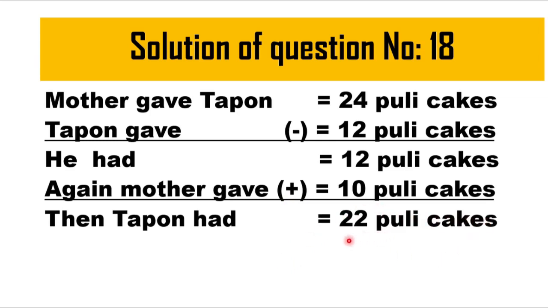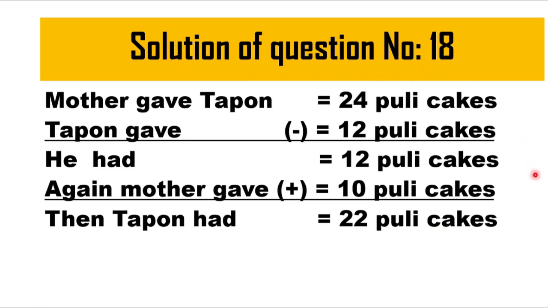How can we find this 22? You know that on our right hand side we can see 2 plus 0. Students, can you guess what 2 plus 0 is equal to? Yes, 2 plus 0 is equal to 2. And then on our left hand side we can see 1 plus 1. What is 1 plus 1? You know that 1 plus 1 is equal to 2, and that is why in the final line we should write that then Topon had 22 pulley cakes. So this was the process of how we solve question number 18.